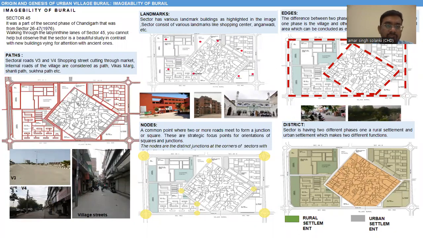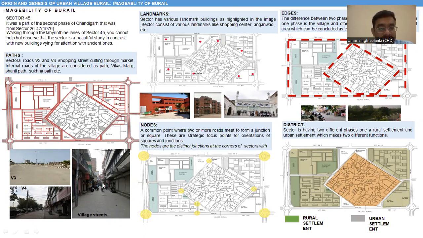And this is about Burail village, which I was mentioning earlier. When we compared all the Kevin Lynch elements with respect to Burail, we found a huge contrast in terms of pathways, landmarks, nodes, edges, and districts. As you can see the paths, though it is a gridiron pattern, the moment you go inside the village street, you will see everything organic. So it is totally in contrast with a rigid grid form.